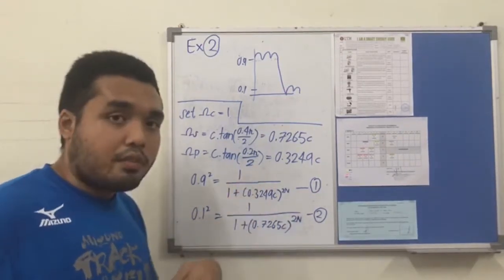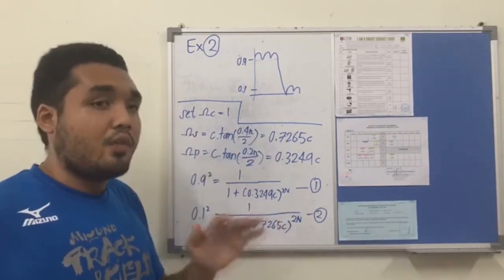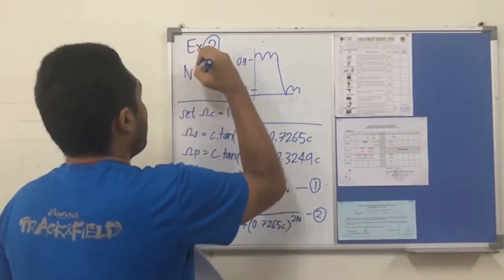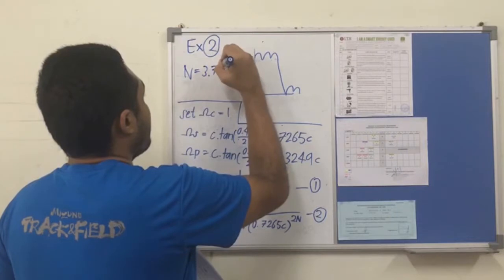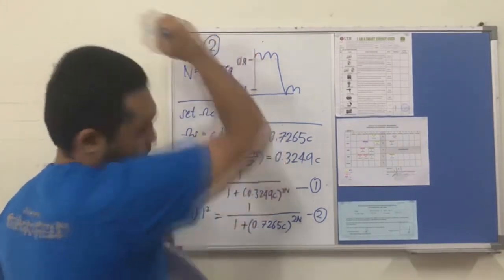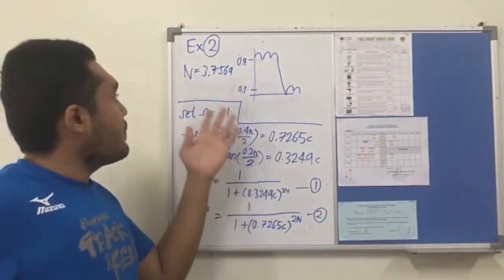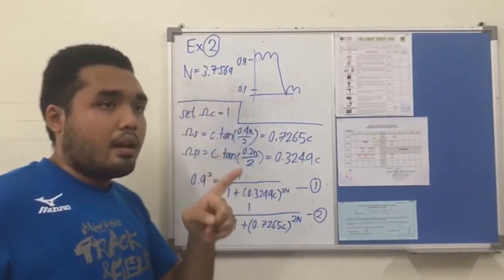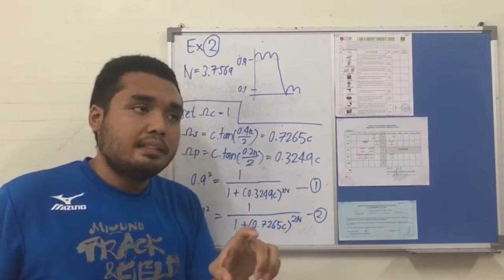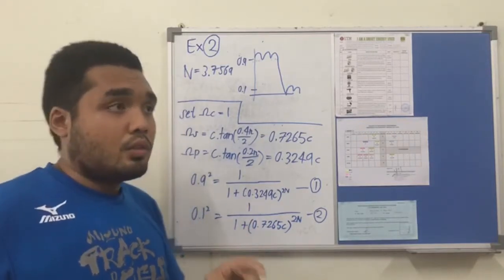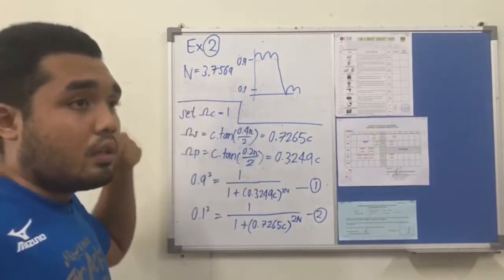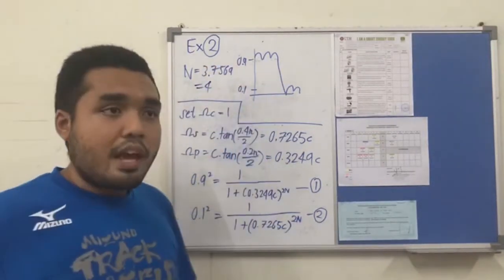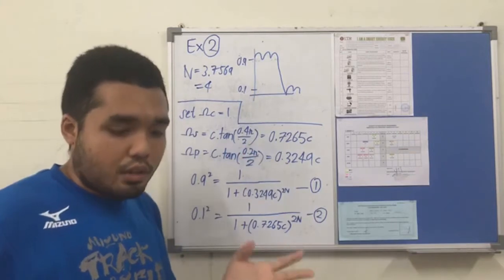Then, after we manipulate and rearrange, we will get a value around 3.7569. As you can see, this is the order of the filter. But for the order of the filter, we must take a round number, so we round off to 4. So now we already have the order of the filter.